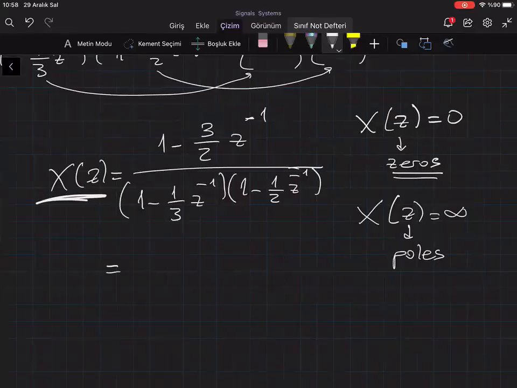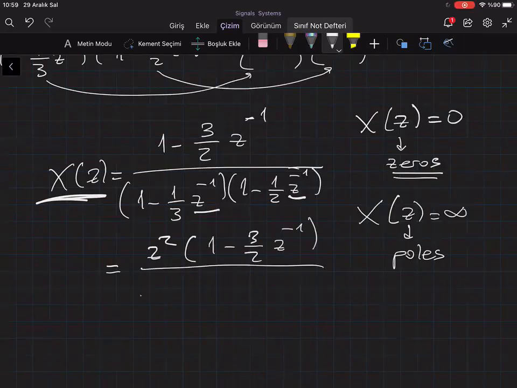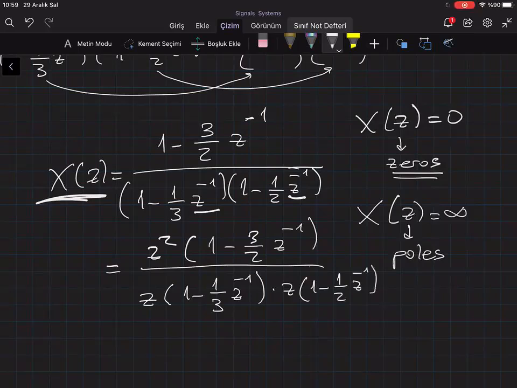Look, how many z to the power minus 1s do I have? 2. I'm going to multiply both sides by z to the power 2. Z squared times 1 minus 3 over 2 z to the power minus 1, divided by z times 1 minus... I'm trying to make it easier for me to find zeros and poles by doing this multiplication by z squared.